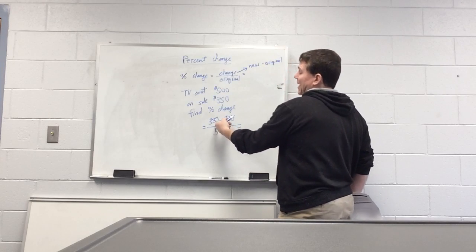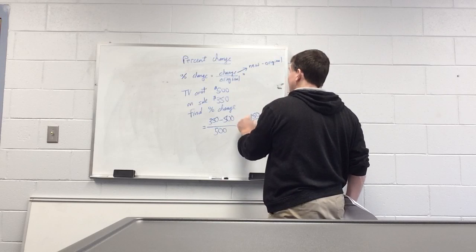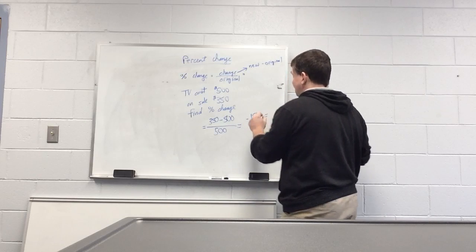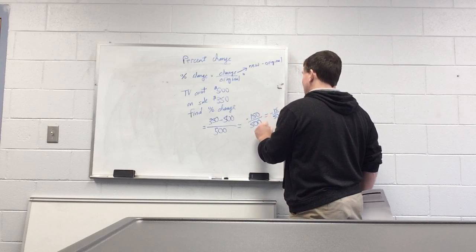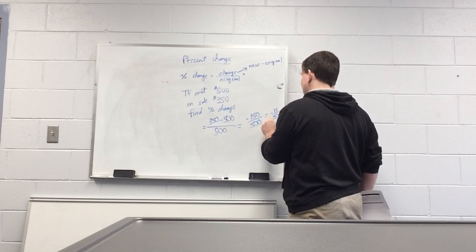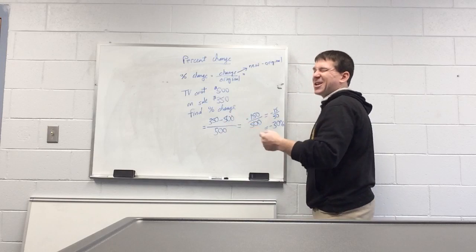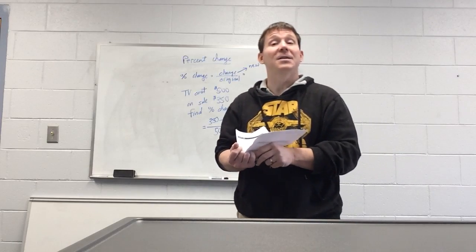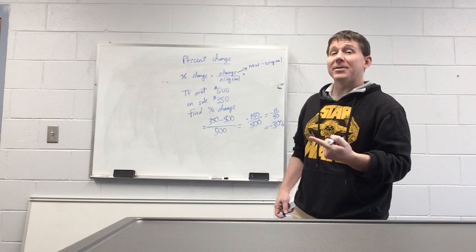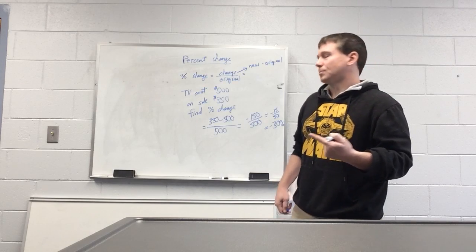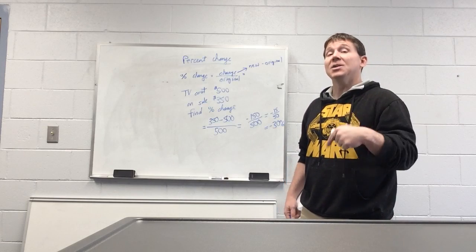Then you just throw it into your calculator. 350 minus 500 is negative 150 over 500. That's negative 15 over 50, which is negative 30%. You can just throw this in your calculator, convert the decimal to a percent, but you get negative 30%. And all this negative means is that the change went down.